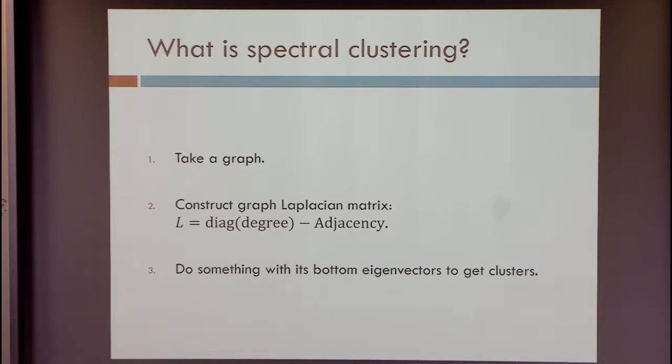So I will start by reminding you quickly about how spectral clustering works and then tell you what's our new algorithm. So what's spectral clustering? You take a graph and then you construct the Laplacian matrix of the graph, which is defined as, well, there are several definitions. If you want to see the variations, you can go to our paper, but for now I'm going to only talk about this variation, which is you take the diagonal matrix having the degrees of the nodes, so the matrix is indexed by the nodes of the graph, and then you subtract the adjacency matrix, and then you do something with the bottom eigenvectors of this matrix to get clusters.